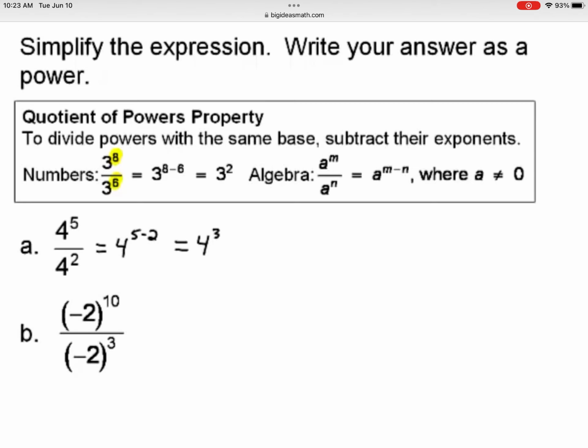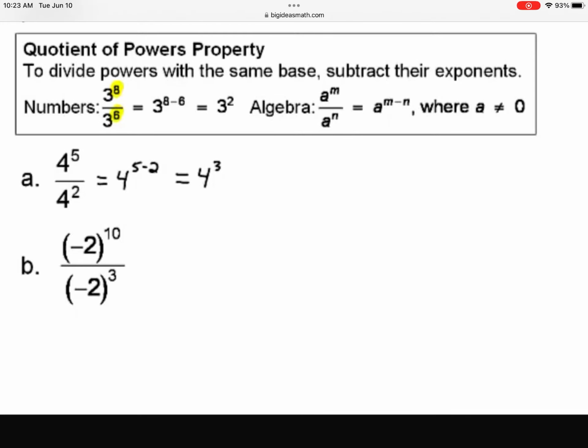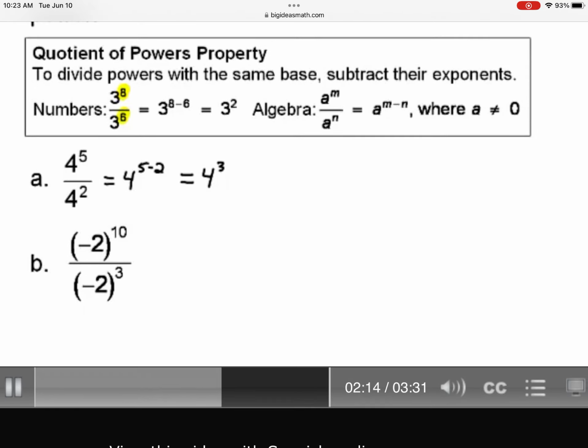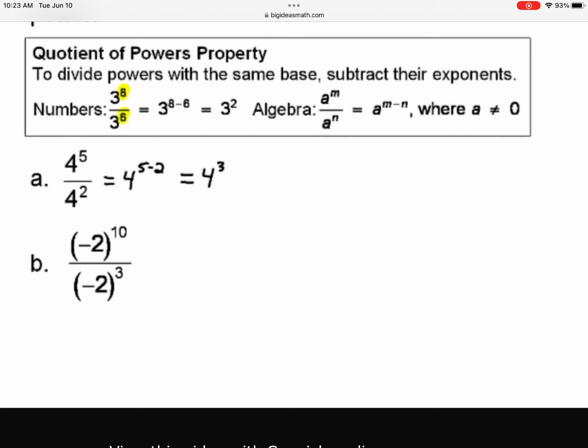Negative 2 to the 10th divided by negative 2 cubed. Use the quotient of powers property to solve this problem. You can write the quotient as negative 2 to the 10 minus 3, because we subtract the exponents. 10 minus 3 is equal to 7, so we have negative 2 to the 7th. So, negative 2 to the 10th divided by negative 2 cubed is equal to negative 2 to the 7th.